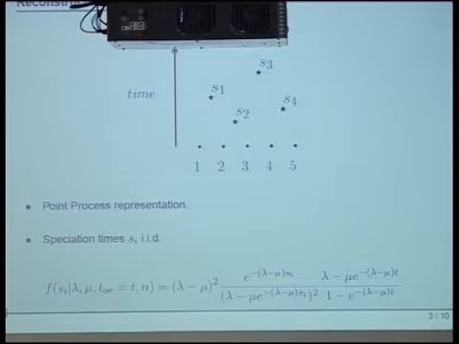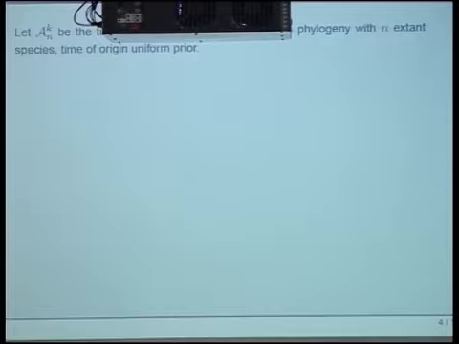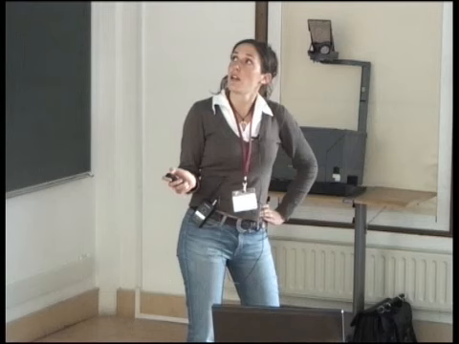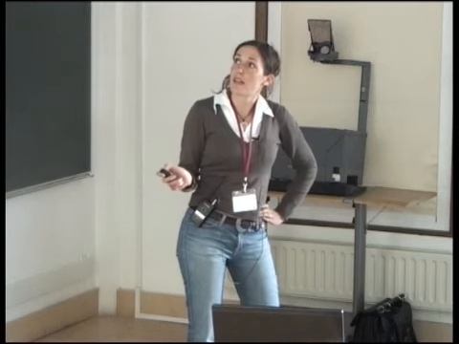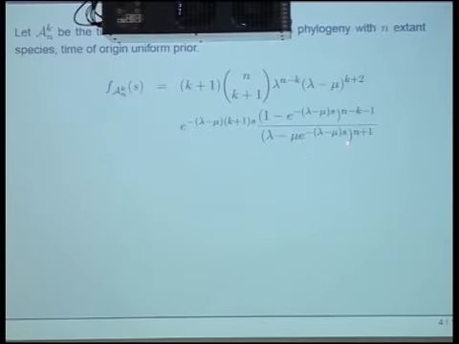And it actually depends: if we choose lambda and mu smaller, then the origin of the tree would become smaller or bigger, actually. So this has been done a lot before in simulations. You just use a uniform prior for the time of origin. And then you can actually establish the density for A_k, the time of the k-th speciation event in a phylogeny with n extant species. And this is quite a complicated density function.